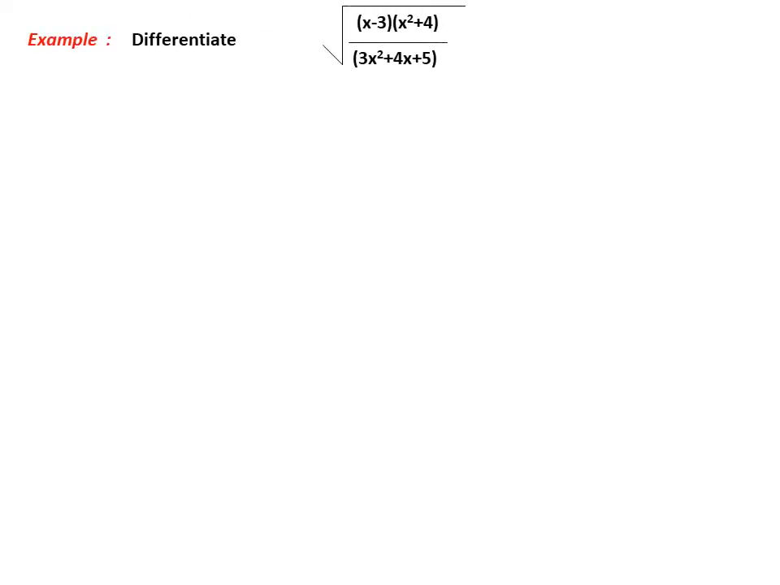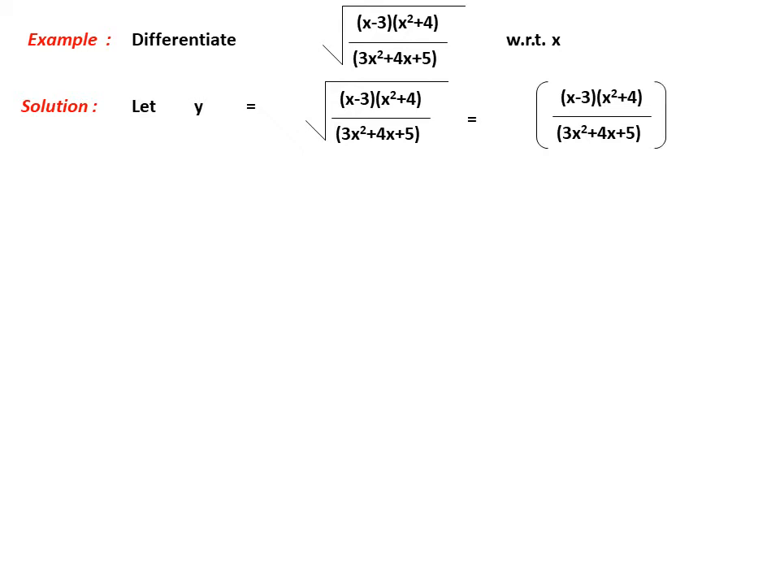Let us differentiate the square root of x minus 3 into x square plus 4 divided by 3x square plus 4x plus 5. See, this is a very complicated differentiation if you use chain rule or substitution method. Let us see how you can do it in a simple way with respect to x. So let us take y equal to square root of x minus 3 into x square plus 4 divided by 3x square plus 4x plus 5. Now, square root can be written as to the power 1 by 2. This is the first thing.